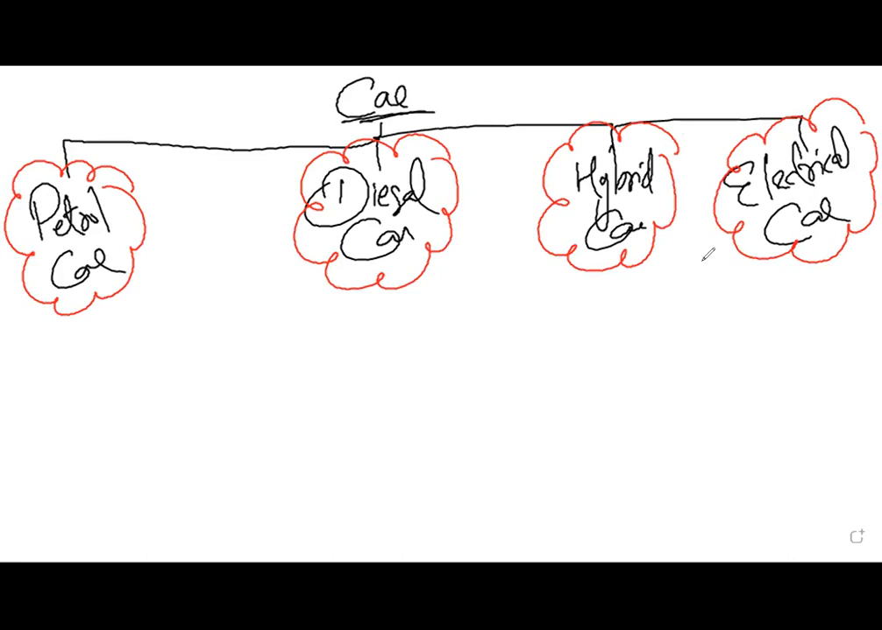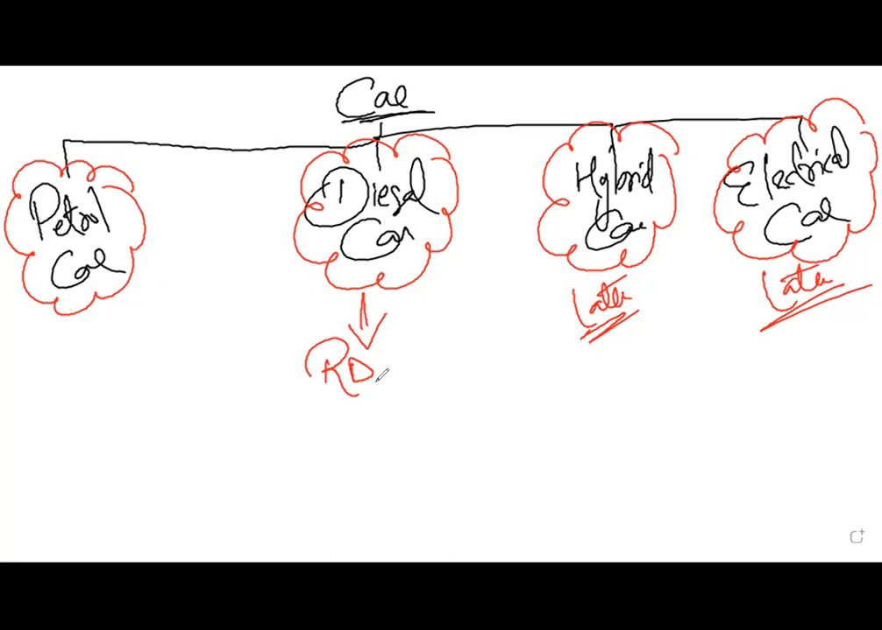And an electric car works 100% on electricity. We will discuss the hybrid car after some time, and the electric car later on. Today, our target is to complete petrol and diesel cars. In diesel cars, we have two types. We have some UK standards, known as RDE standards.